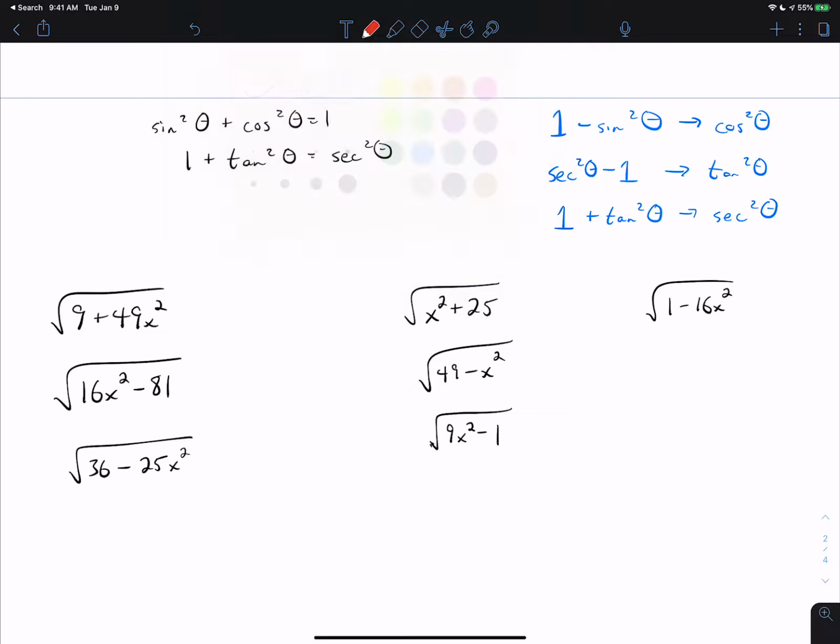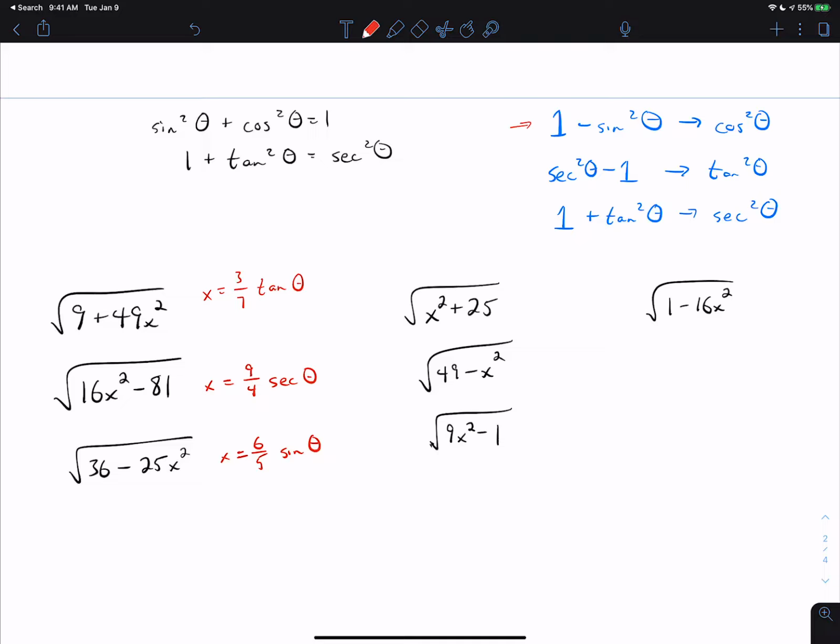Okay, so on the first problem, we should pick 3/7. We want to cancel the 49. And we want to end up with 9, and then this is addition, and so we want to use tangent. So we want to end up with 1 plus tangent squared. On the second problem, we want to pick 9 over 4, secant theta. On the third problem, we should pick 6 over 5, sine theta. We know it's going to be 1 minus a trig function squared, which matches that first identity.